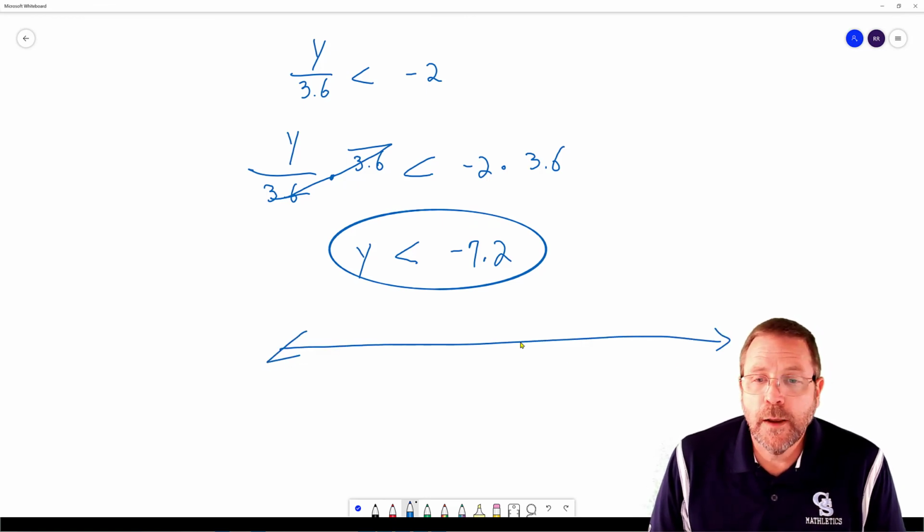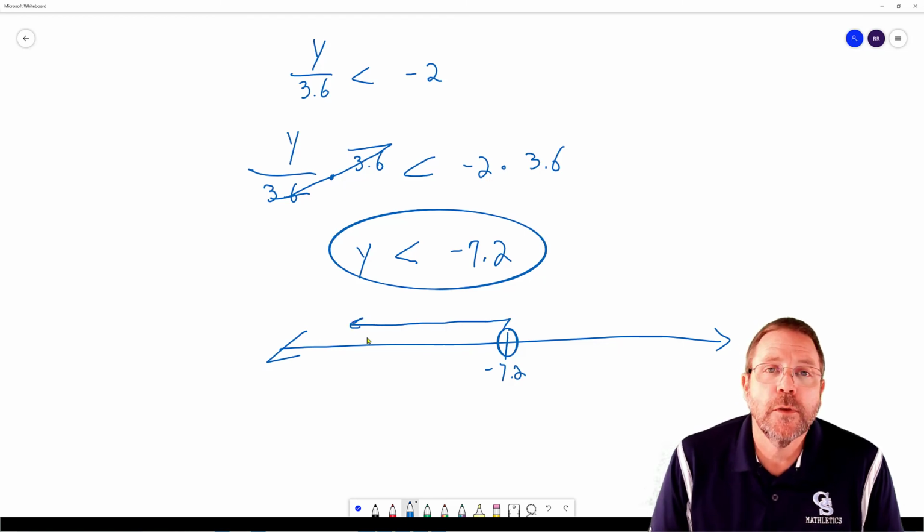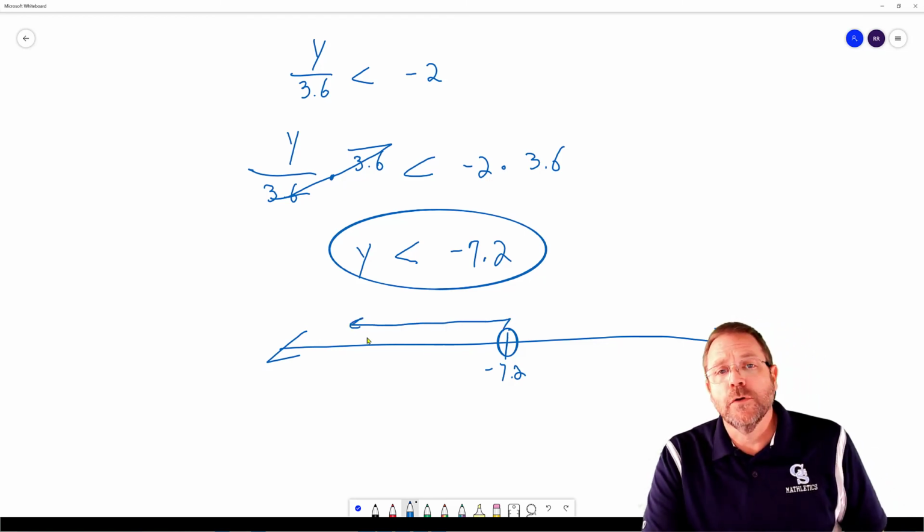Graph it on the number line where you would have your negative 7.2. We're going to have an open circle because it's not or equal to. Y is smaller than the number, so we're going to draw an arrow to the lower side. That's all there is to doing these.